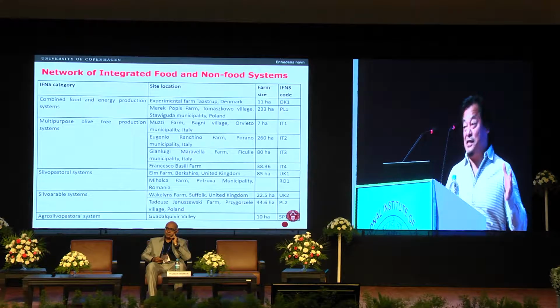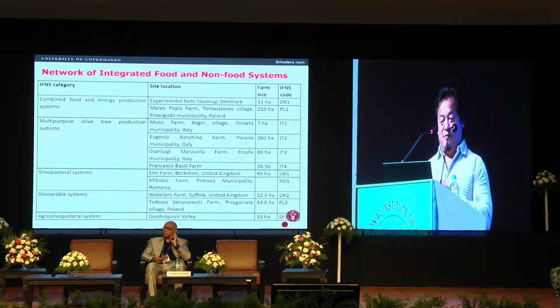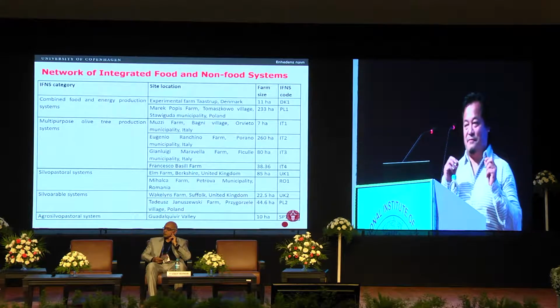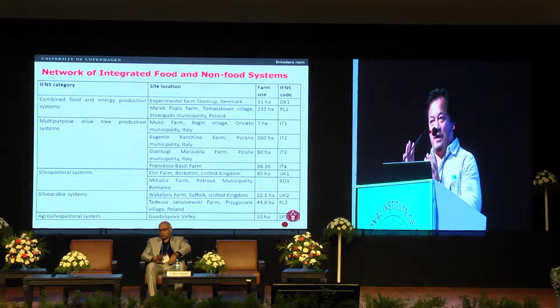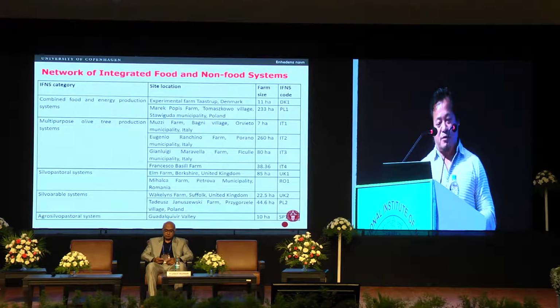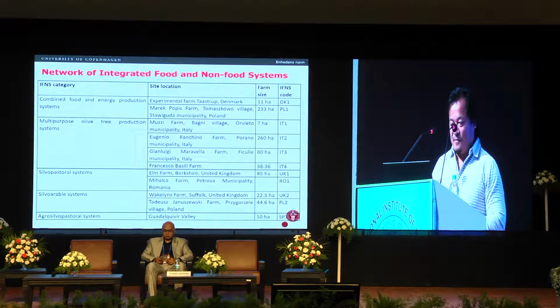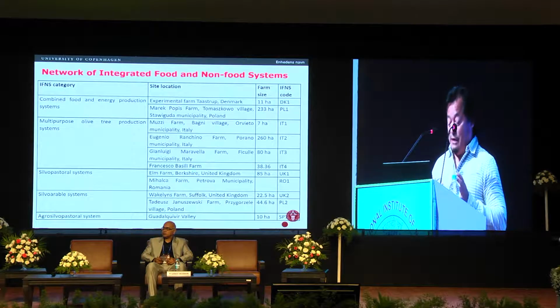I'm not going to explain this term, so I guess you know it. Agro-silvopastoral is where you have cereals and trees and pastures combined, and the same goes for the others. So this shows a diversity of systems that we work on in this project.